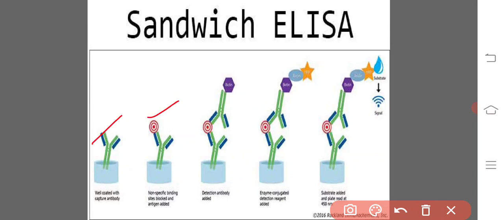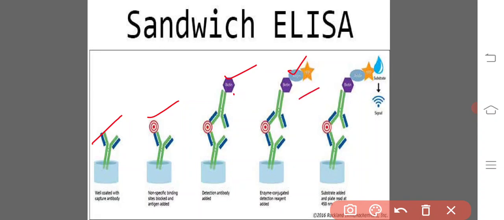Then sixth one, enzyme-linked secondary antibodies are applied as detection antibodies that also bind specifically to the antibody's FC region, that is a non-specific one. Then the plate is washed to remove the unbound antibody-enzyme conjugates. Then a chemical or substrate is added to be converted by the enzyme into a color or a fluorescent or electrochemical signal, whatever it may be.